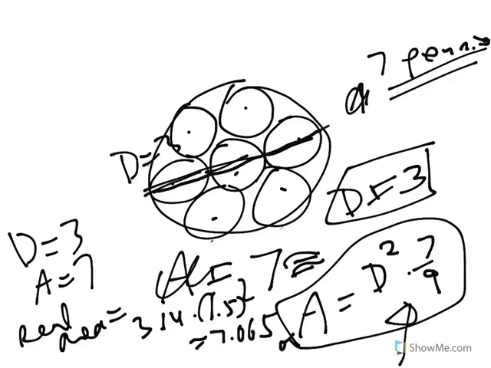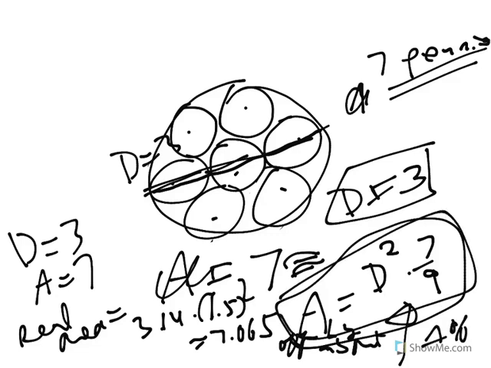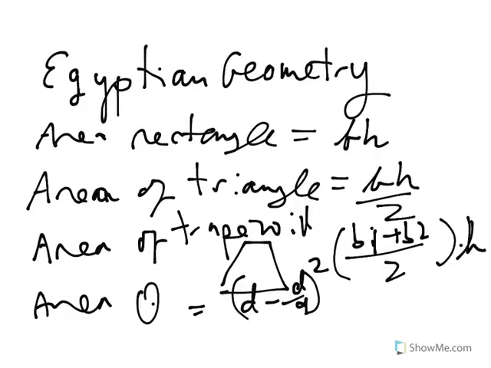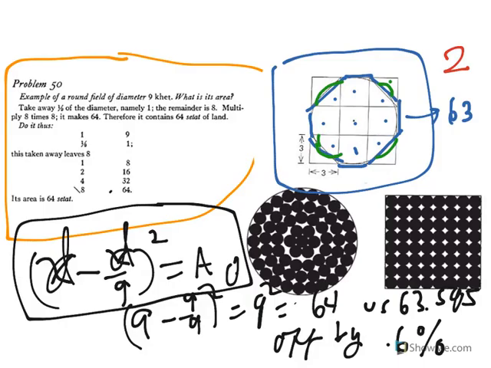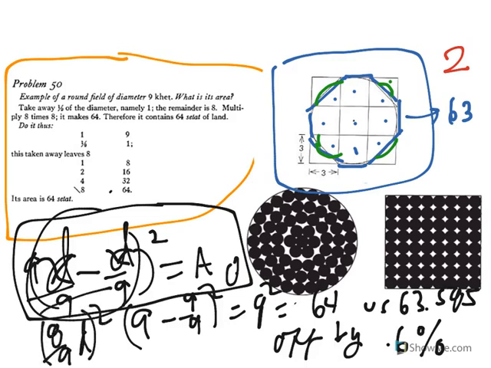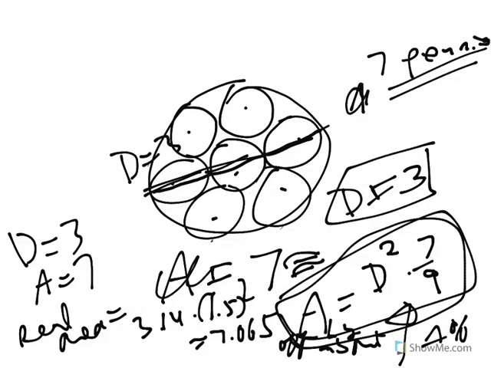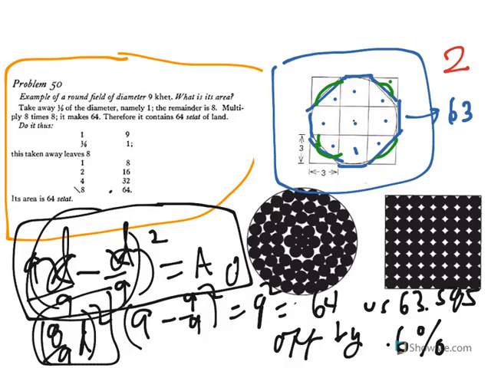This formula here would be off by about 1%. So this formula is not bad, but the formula that they use is, well, if I do d minus d over 9, it would be 9d over 9 minus 1d over 9, 8/9 d squared. That's kind of their formula, and that's even better than 7/9 d squared, 8/9 d squared. So how'd they come up with it?